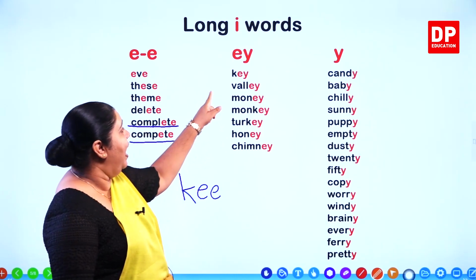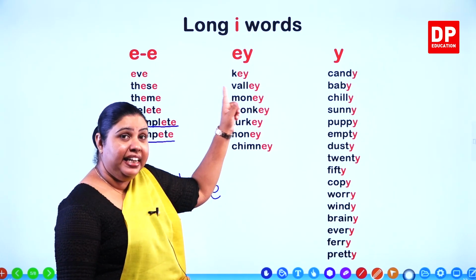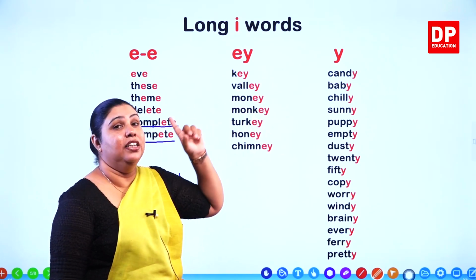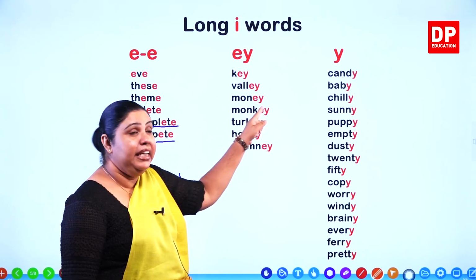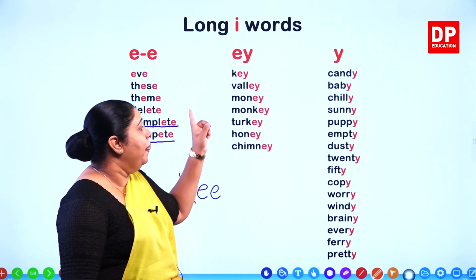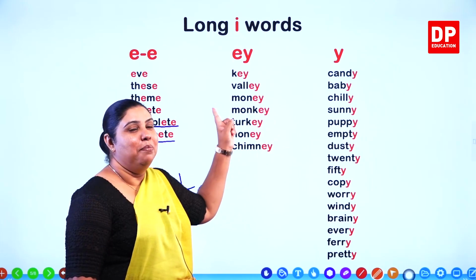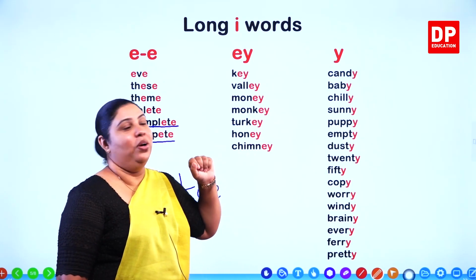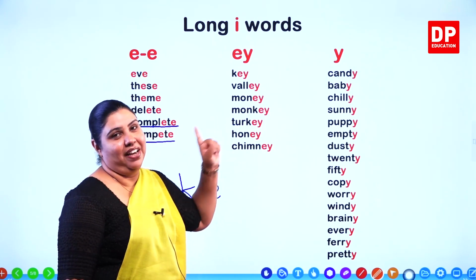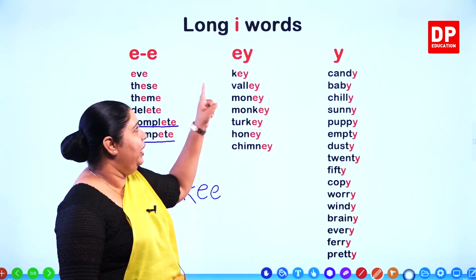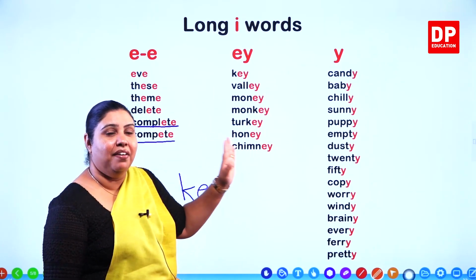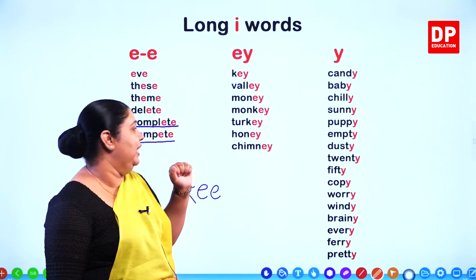Next one, valley. Valley. At the end, we have the word E and Y, the long E sound. Money. Money. We have the long E. Monkey. Monkey. We have the long E. Turkey. Turkey. We have the long E at the end. Now here all the long E comes at the end of the word. වචනය අවසානයේ තමා අපිට long E එක තියෙන්නේ.